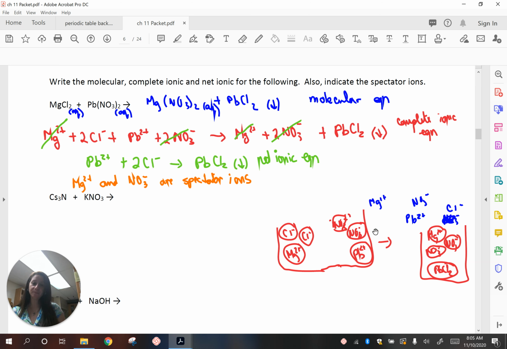So initially, the magnesium and the nitrate ions are just swimming around, and then at the end, they're still just swimming around in water. And so they have not really done anything. They have not really participated in a reaction. Okay, let's look at another one.